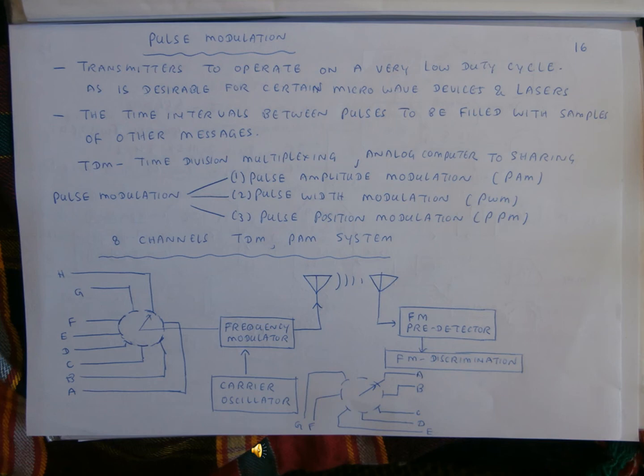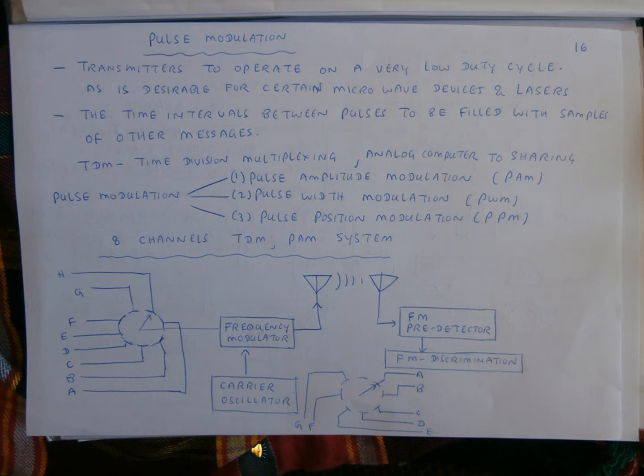So that will be the 8 channels TDM and the PBM system you can produce under it. This is the channel selector connected to the frequency modulator. The frequency modulator is provided by the carrier oscillator. In this case, all switching signals and the carrier oscillator signals are combined in the frequency modulator, and then they are transmitted by the transmitter.